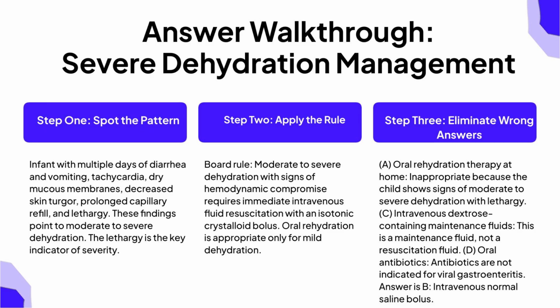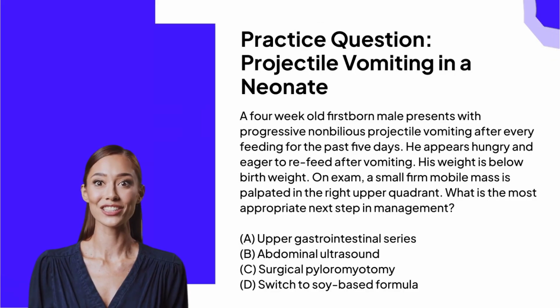Step 3. Eliminate wrong answers. Choice A, oral rehydration therapy at home, is wrong because this child is lethargic with signs of significant dehydration. Choice C, intravenous dextrose-containing maintenance fluids, is a maintenance fluid and not appropriate for initial resuscitation. Choice D, oral antibiotics, is wrong because most gastroenteritis is viral and antibiotics are not indicated. The correct answer is B, intravenous normal saline bolus. Here is our second practice question.